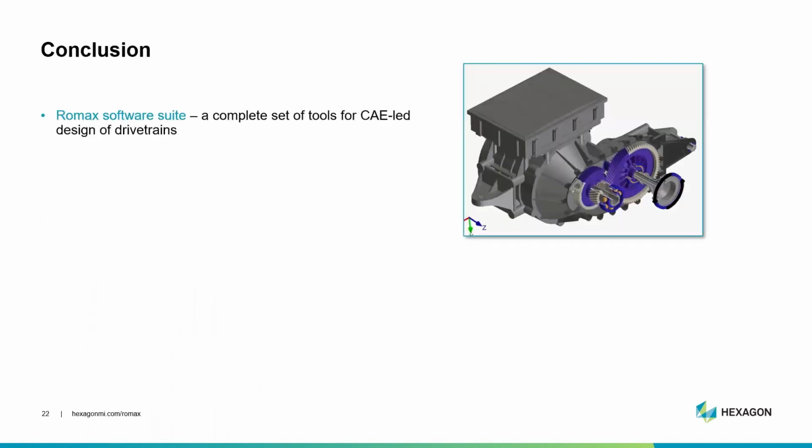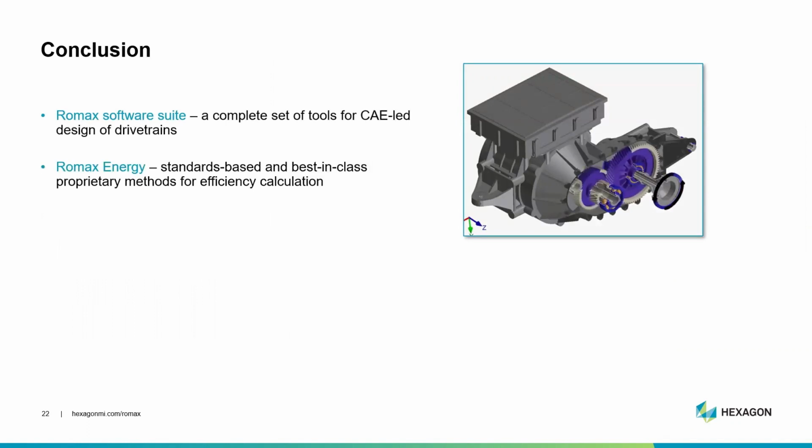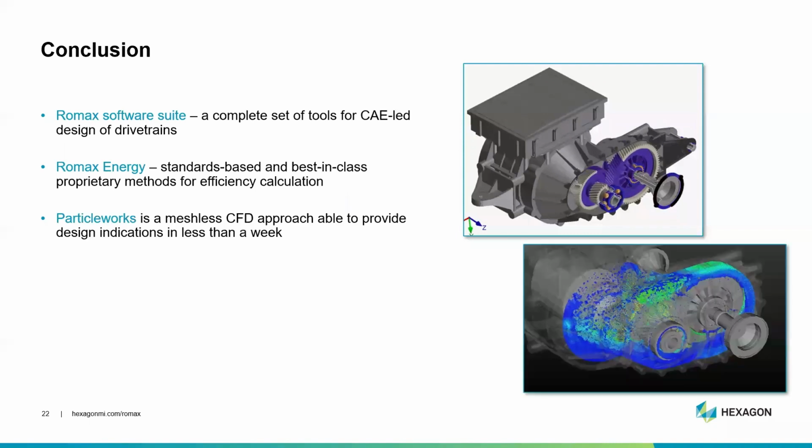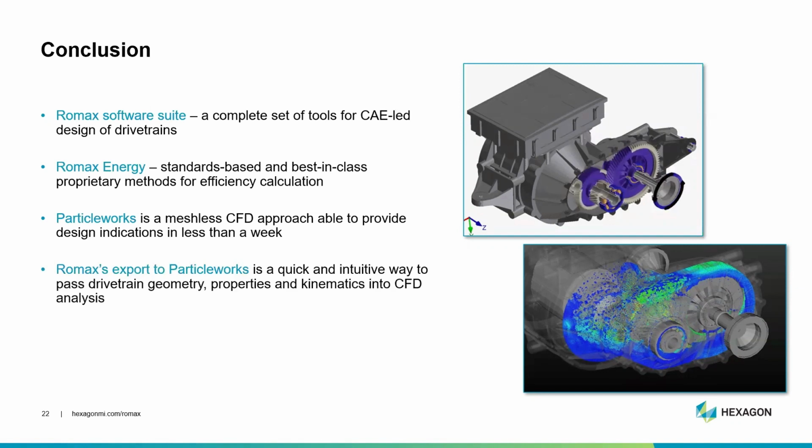To conclude, the Romax software suite from Hexagon is a complete set of tools for CAE-led design of drivetrains. Amongst a wide range of capabilities, I've been talking about Romax Energy, which uses standards-based and best-in-class proprietary methods to calculate efficiency. Particleworks is a meshless CFD approach, able to provide very quick design indications within less than a week.